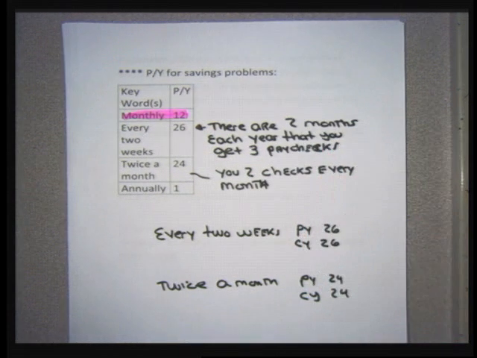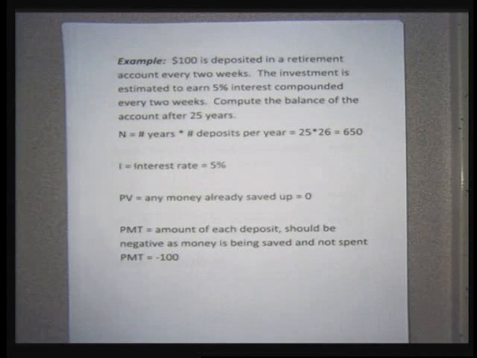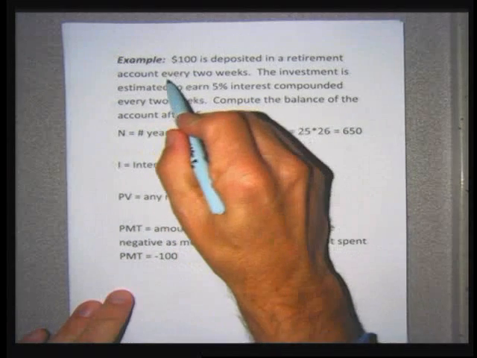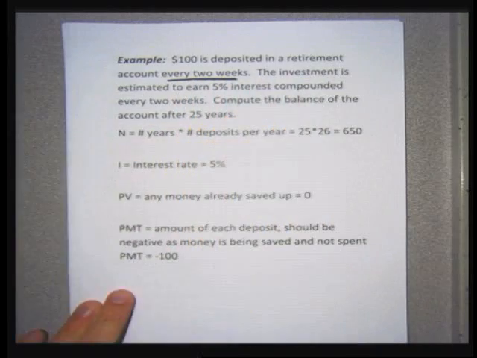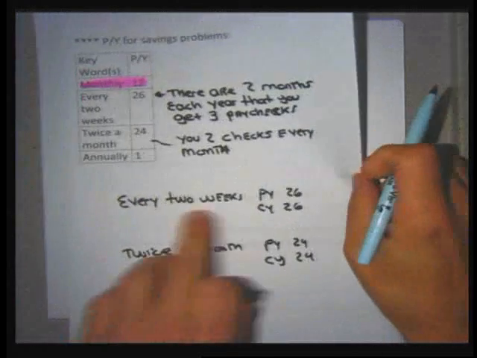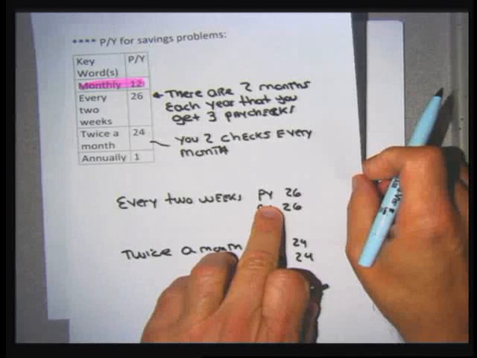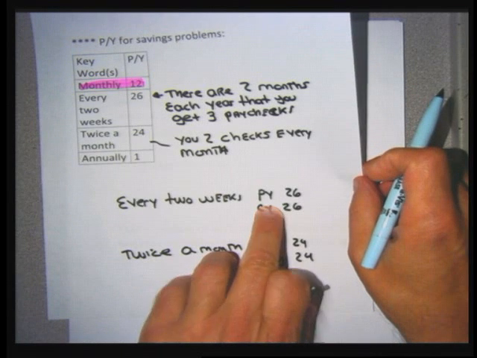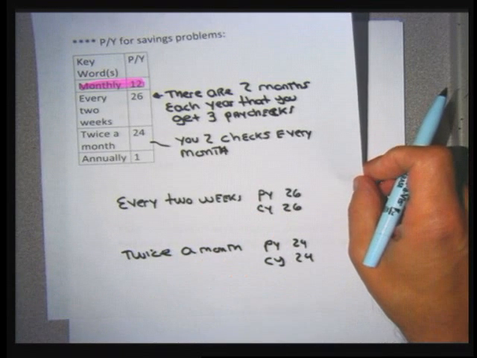All right, so now we're probably ready to get into some beginning problems. So first example, $100 is deposited every 2 weeks, and immediately when I see that word every 2 weeks, I think, oh, in this problem the PY and the CY are going to be 26. So it's probably not a bad idea in these savings problems to just target the PY and the CY first.